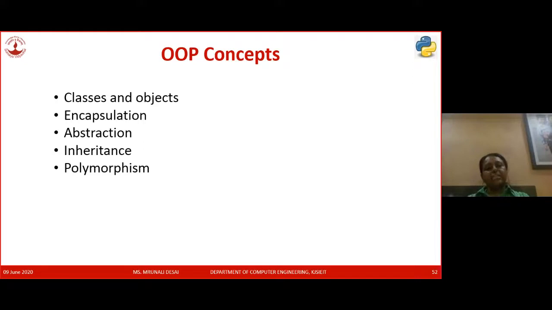Then the next concept of OOP is encapsulation. Encapsulation is binding the attributes and the behavior together, right? So using encapsulation, you can easily access your objects, fine. So next is abstraction.